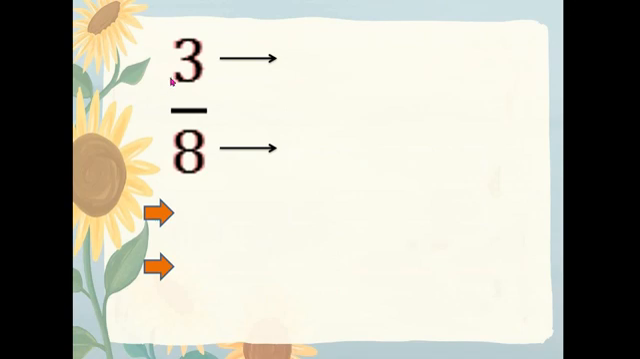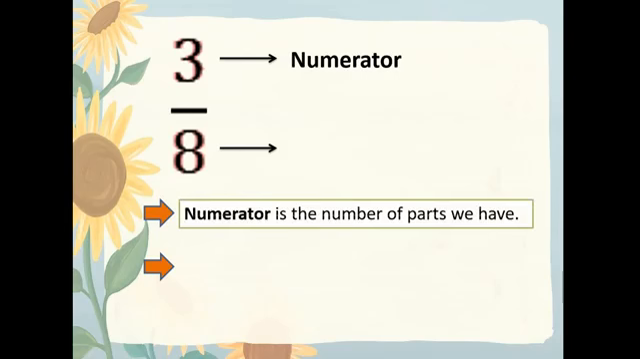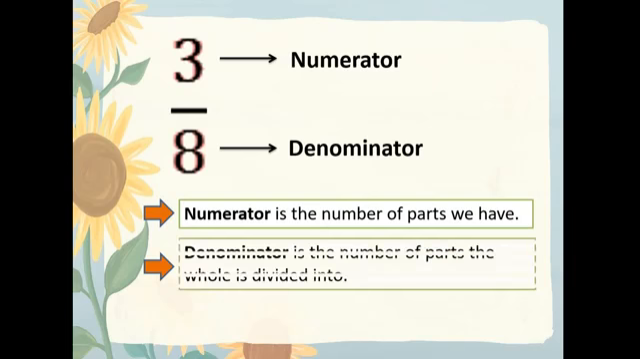From our example 3 over 8, the 3, or the number on the top, is what we call the numerator. And the 8, or the number at the bottom, is what we call the denominator. Numerator is the number of parts we have, while denominator is the number of parts that the whole is divided into.